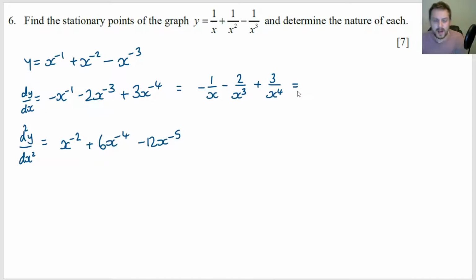And I'm actually going to write this with a common denominator. The reason I'm going to do that is because I know I'm going to be setting it equal to 0. So I'm going to times top and bottom by x cubed, times top and bottom by x. There has been a mistake. So times by the power and knock 1 off the power makes that a 2.